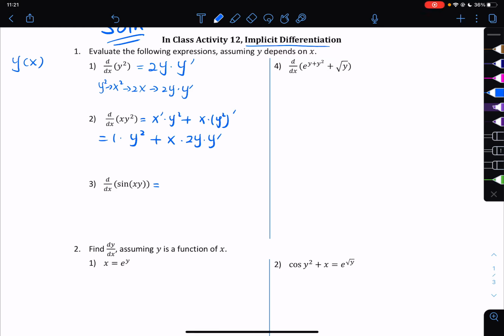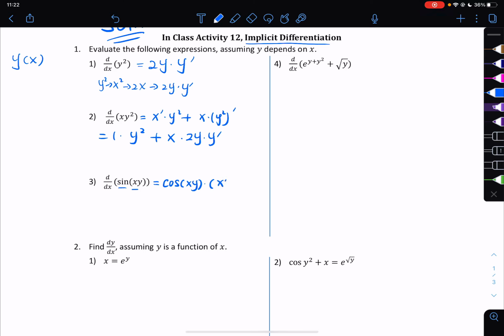So for this problem, this is clearly a composition of functions, so you want to use the chain rule. The chain rule takes the derivative of the outside layer, which gives you cosine with the inside layer substituted in, and then you multiply by the derivative of the inside layer. So what you end up with is cosine of xy times x prime y plus x times y prime, and now you simplify your structure, so you end up with 1 times y plus x times y prime.